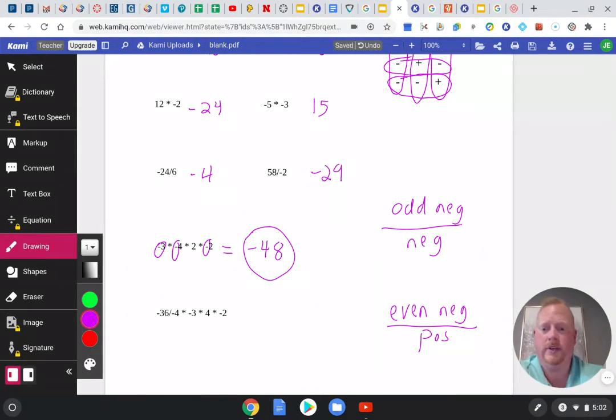Let's do the next one. 36 divided by 4 is 9. 9 times 3 is 27. 27 times 4 is 108. 108 times 2 is 216.